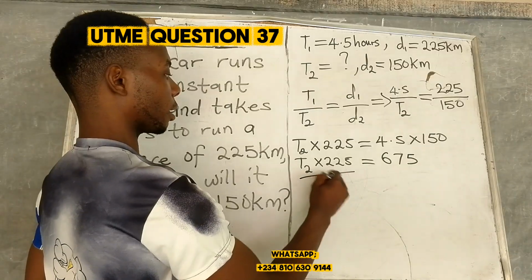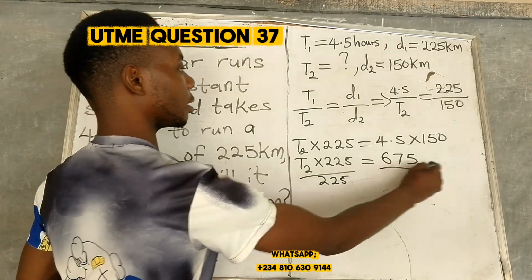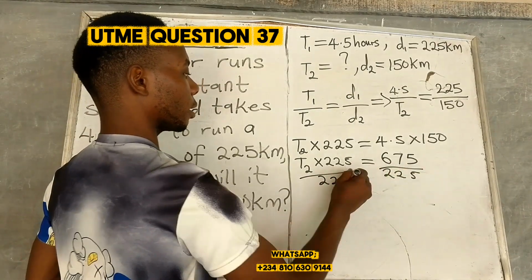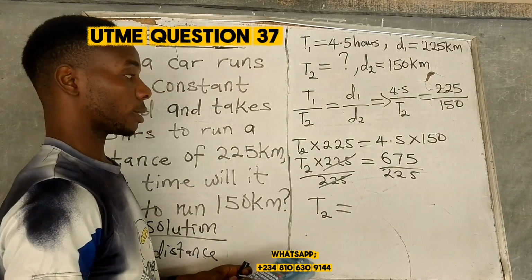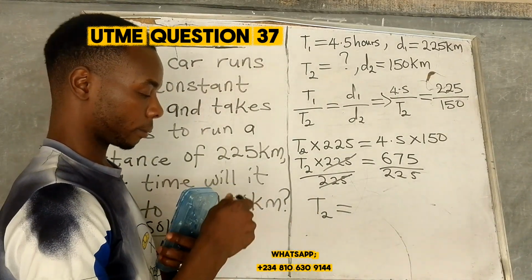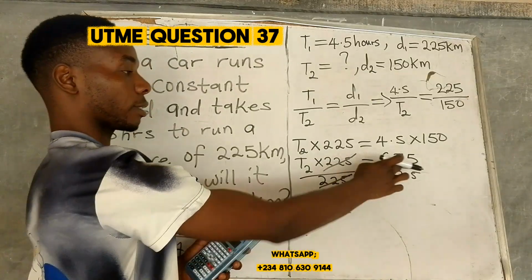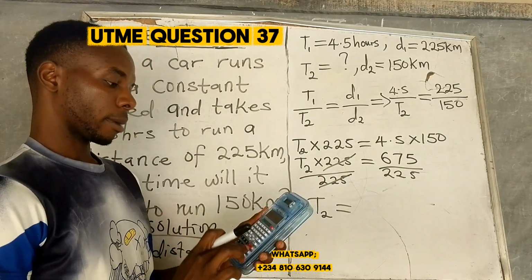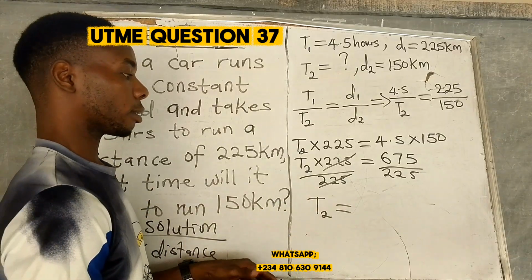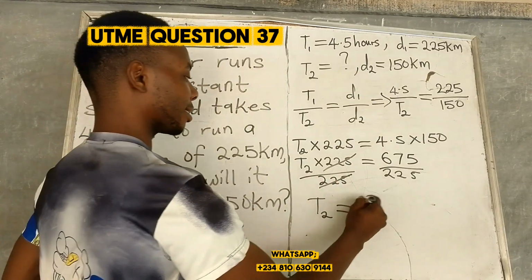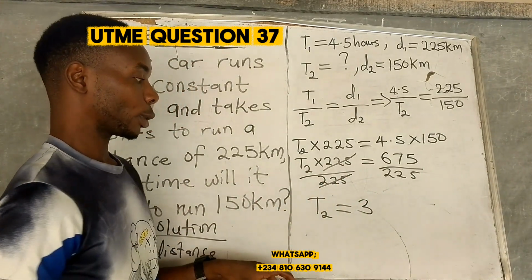If this is divided by 225, and this is divided by 225, the 225 cancels. So T2 will be equal to 675 divided by 225. So what we have is 3. You can see it, 3.